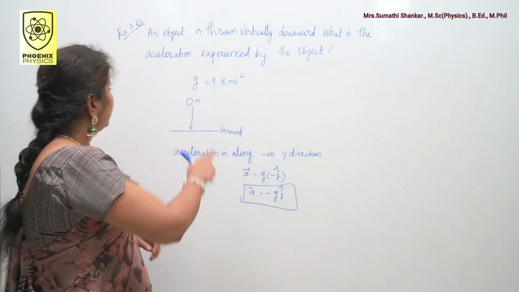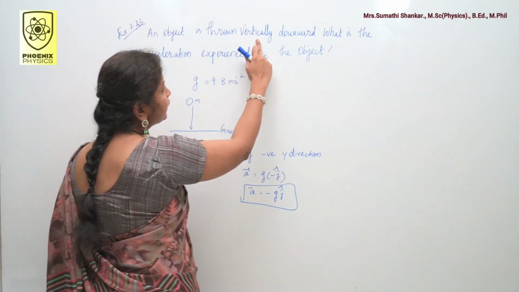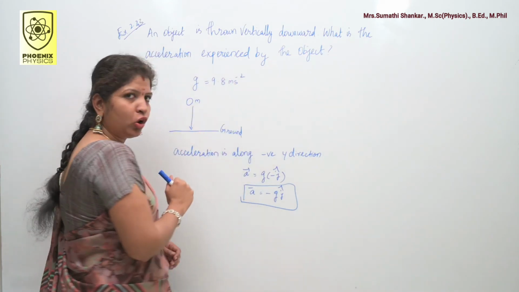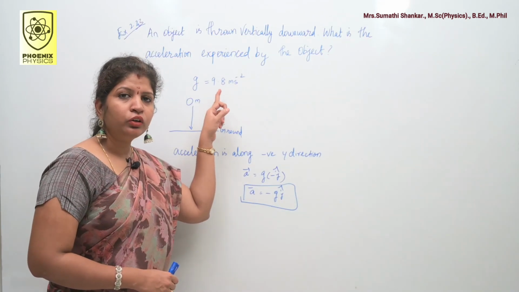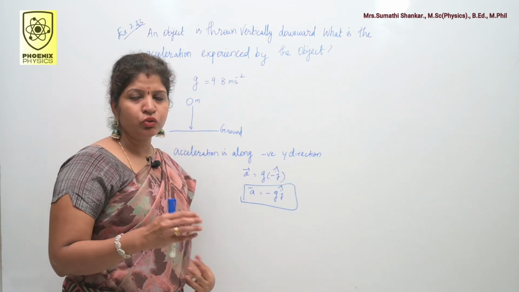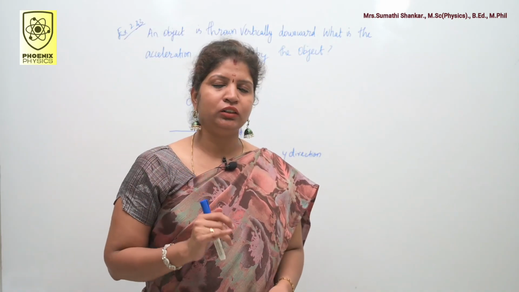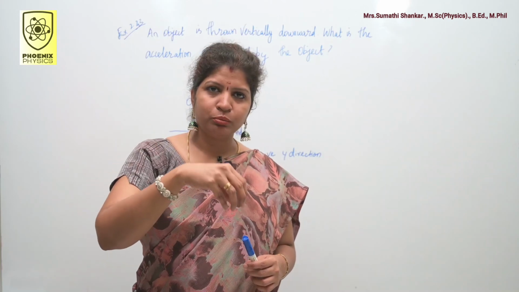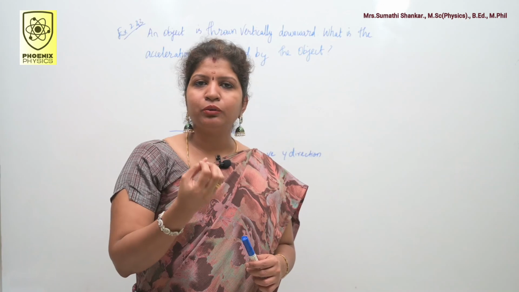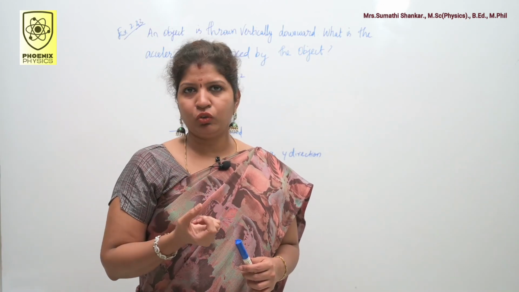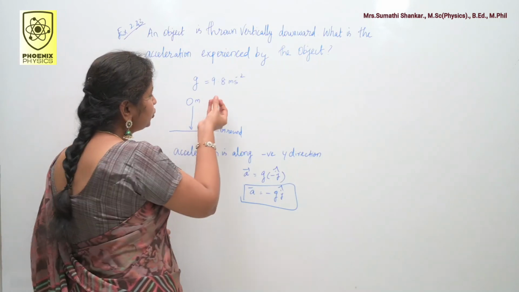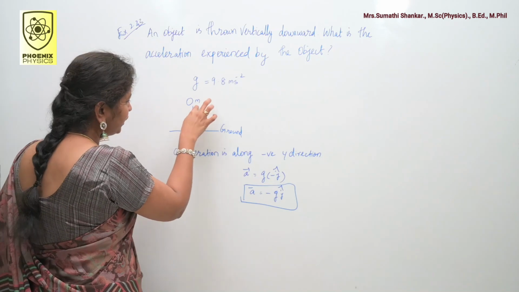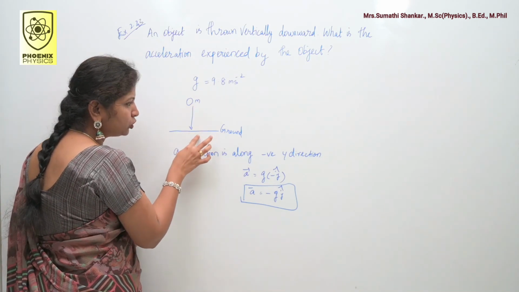Third problem. An object is thrown vertically downward. What is the acceleration experienced by the object? You know that g is equal to 9.8 meters second minus 2. This is a constant value for our earth. Suppose the object falls vertically downwards, it will be attracted by our earth's gravitational force. You know that g value is 9.8 meters second minus 2. Initially our object is here. It moves vertically downwards to the ground.